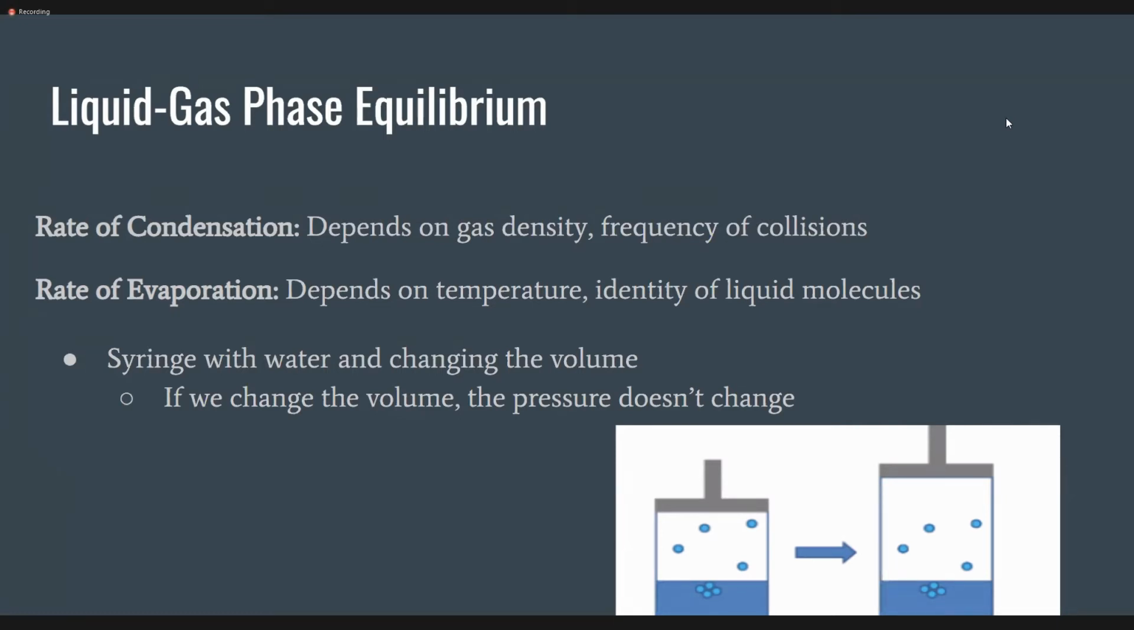So fewer of them are colliding with the surface of the liquid at any given time. So the rate of condensation goes down, but I haven't changed the temperature, so the rate of evaporation has not changed. So now the rate of evaporation is greater than the rate of condensation. So more molecules are evaporating at any given time than are condensing. Okay, so this means that if more molecules are evaporating than condensing at any given time, I'm going to increase the number of molecules in the gas phase.